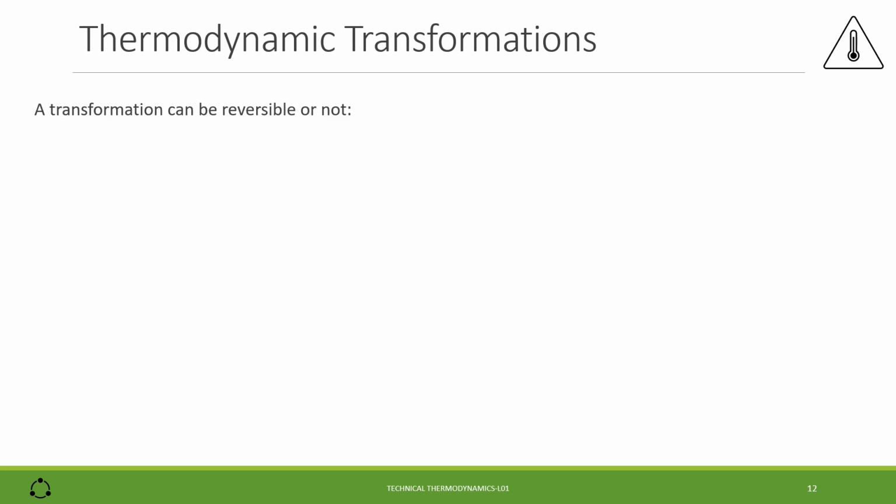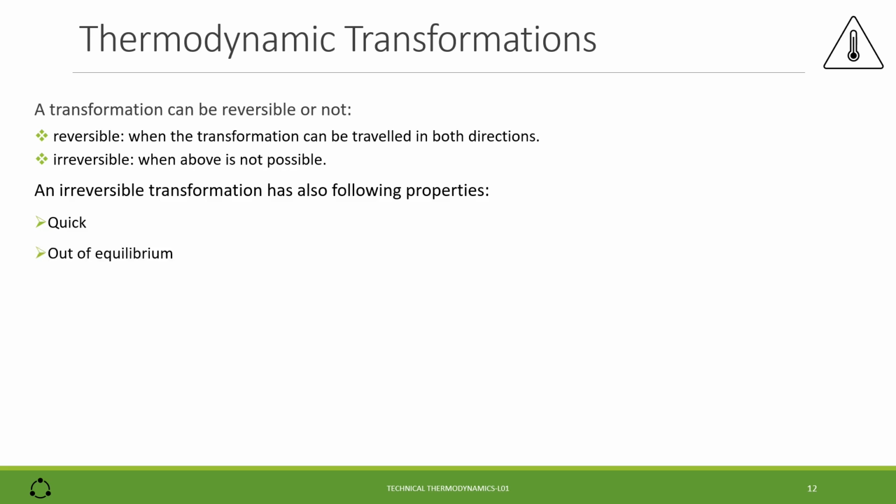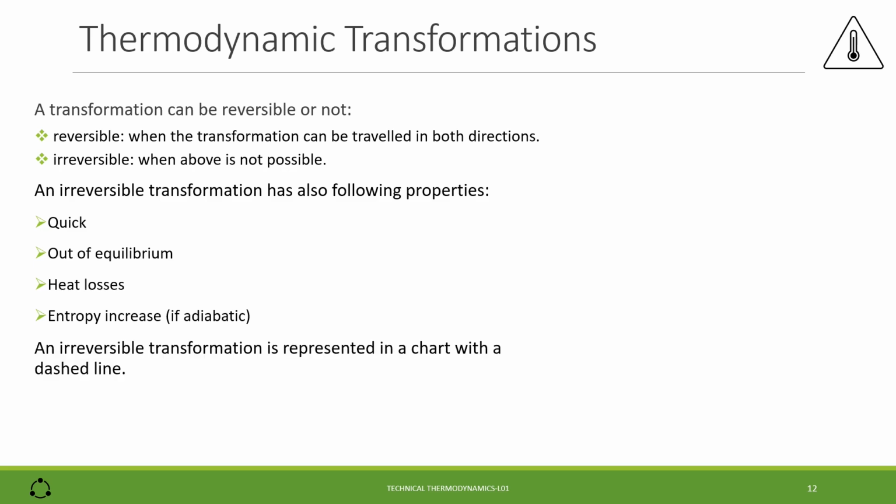A transformation can be reversible or not. It is reversible when it can be traveled in both directions, irreversible when this is not possible. An irreversible transformation also has the following properties. It is quick, it is out of equilibrium, there are heat losses, and if adiabatic, the entropy increases. An irreversible transformation is represented in a chart with a dashed line.